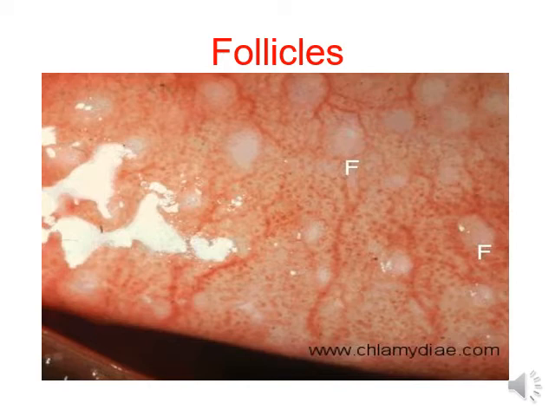Do you see these rounded elevations on the everted eyelid? These are conjunctival follicles. They are seen in a group of conjunctival inflammations, including trachoma and viral conjunctivitis.